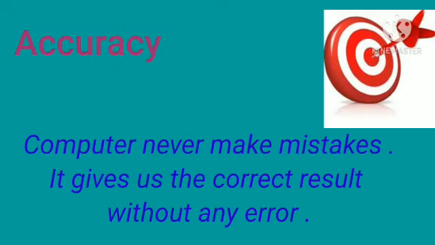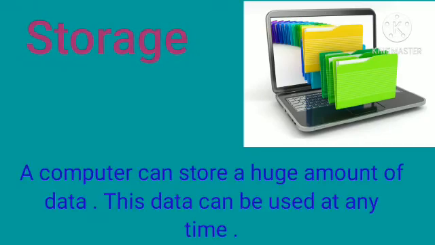Next is accuracy. A computer never makes mistakes. It gives us the correct result without any error. It is very accurate and reliable. A human being can make mistakes. Next is storage. A computer can store large amount of data or information in its memory. Computer never forgets anything. This data can be used at any time.